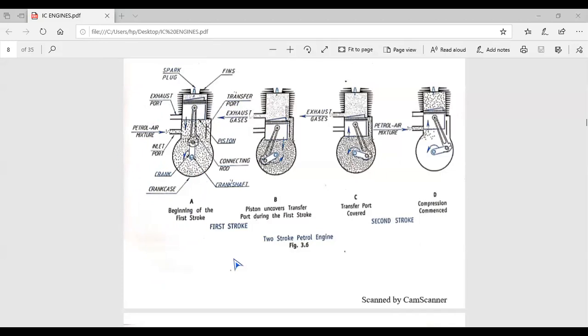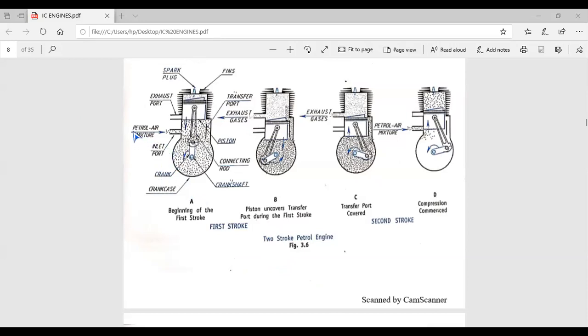Say first, the two movements of the piston from top to the bottom. Those two movements of the piston complete one cycle of the engine. That is, everything is complete in two movements of the piston, from top to the bottom and bottom to the top. For that reason, it is called two-stroke. The name itself indicates two-stroke.